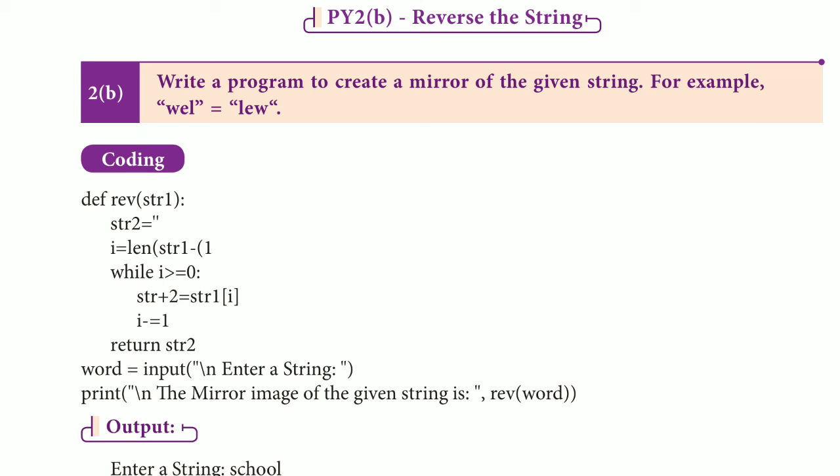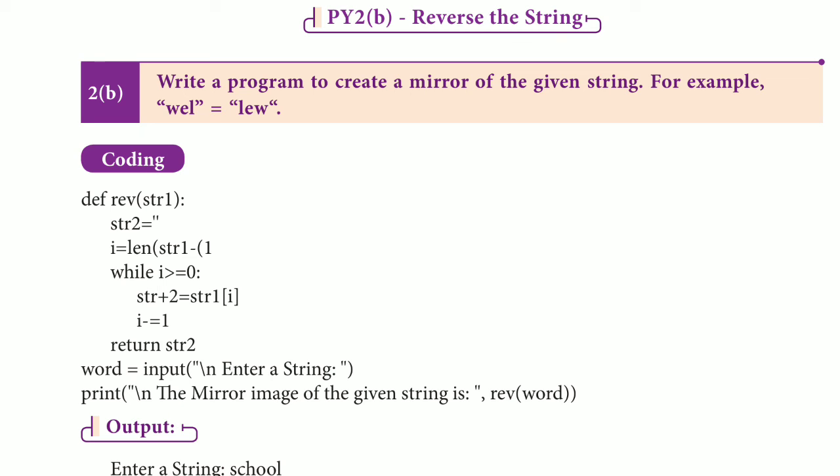While i is greater than or equal to 0, so it is checking whether i is greater than or equal to 0. Now str2 plus equal to str1[i]. You can see that it is reversing. Now the value at i is getting stored in str2 in reverse order.